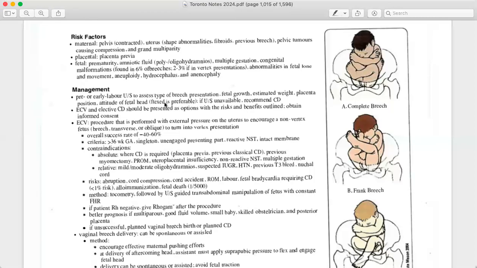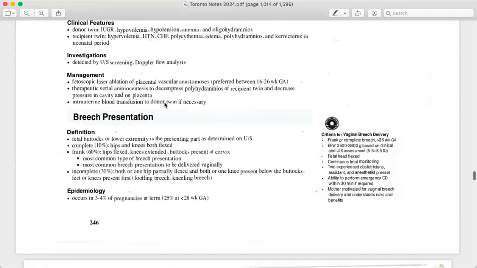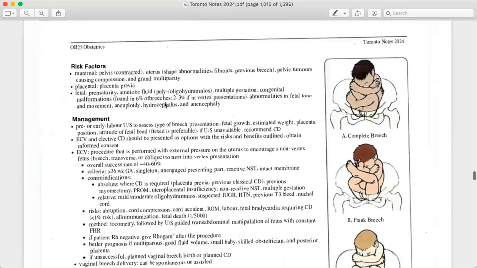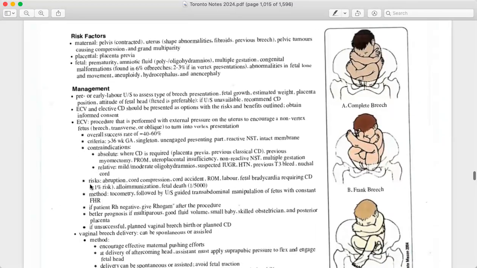Okay, so as we already discussed these ones, the breech presentation and cephalic version, when are you going to do the contraindication? The absolute contraindication is more important than the relative one. So just remember the absolute contraindication. If you remember them, then you are good to go. Moving on to the risk factors. What are the risk factors?